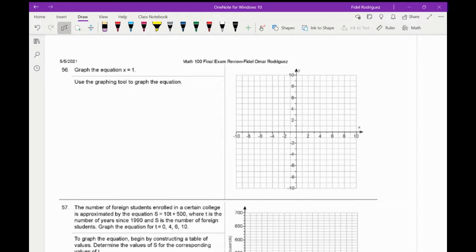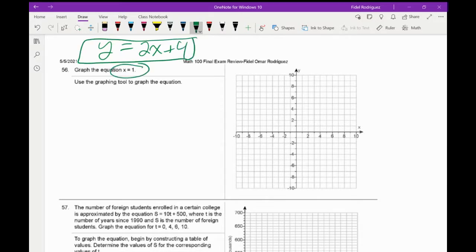So what's different from this problem compared to when we did 55, right? In 55, we had an equation that looked like y equals 2x plus 4, I think. But this equation both had y's and x's. This equation here only has the letter x.